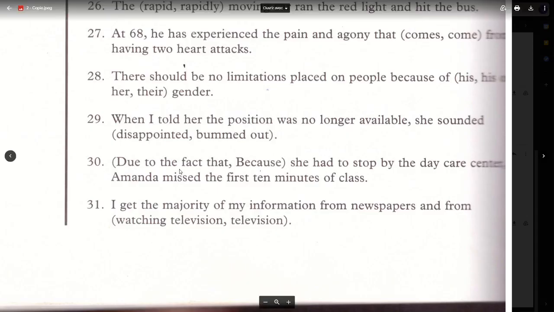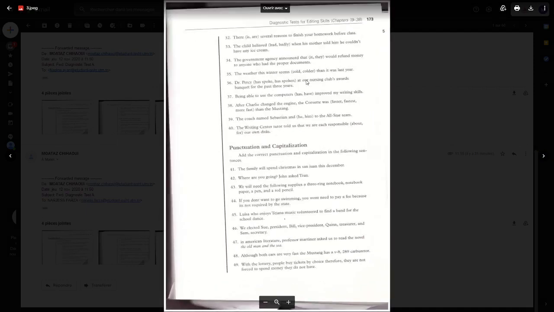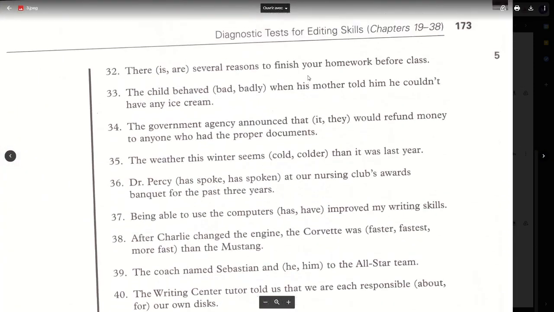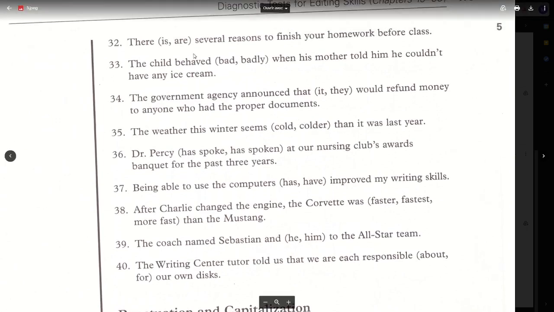There are several reasons to finish your homework before class. Very good. There are several reasons. The child behaved badly when his mother told him he couldn't have any ice cream. Very good. Badly. The government agency announced that they would refund money to anyone who had the proper documents.